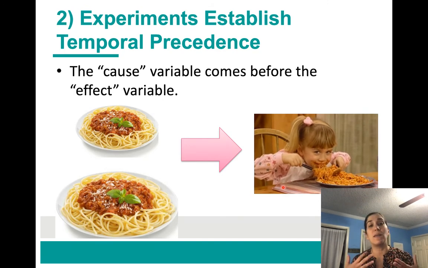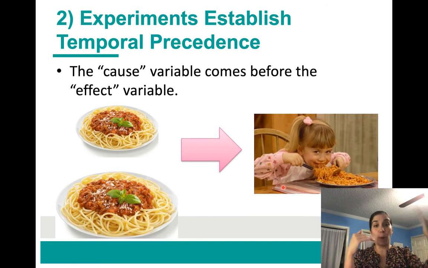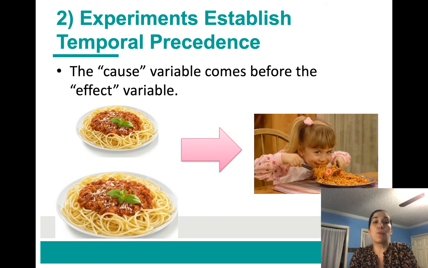Okay. Number two, and this is the easy part, temporal precedence. So experiments establish temporal precedence. We can see that the cause came before the effect. The differences in bowl size come before our measurement of how much you eat. And this is super simple to understand.